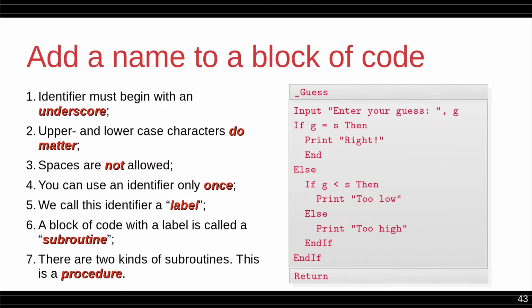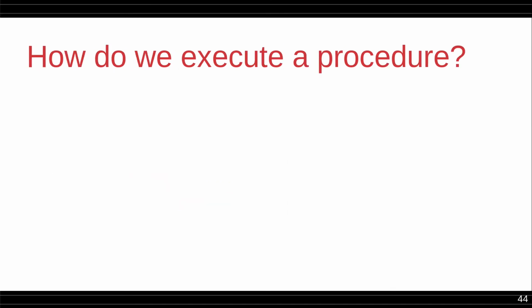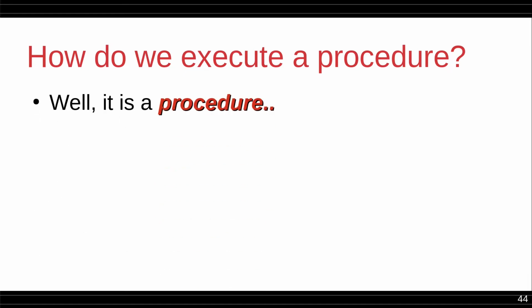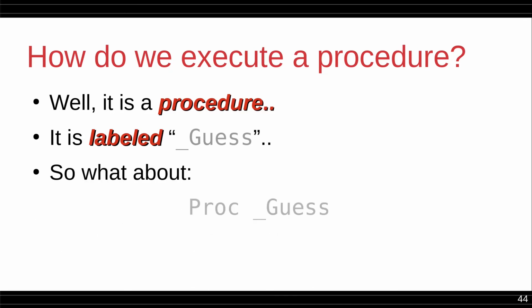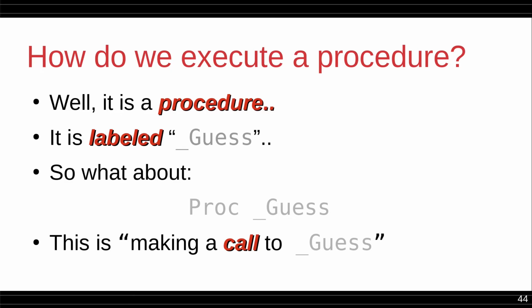Next question is, we've got a very nice procedure now, but how do we execute it? Well, we can agree it's a procedure, and it's got a label. So what do you think of proc guess? Is that easy enough to remember? Does that make sense? By the way, when you execute a procedure by referring to its label, that's called calling guess, or making a call to guess, or whatever label you attach to your procedure.